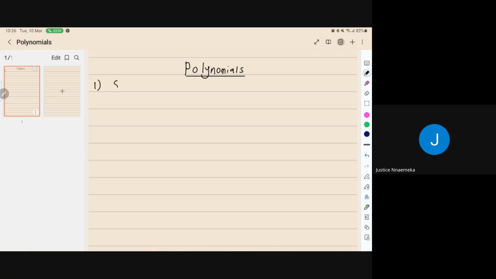We should look at change of subject of formula, right? Change of subject of formula. I'm going to look at change of subject of formula. Then after that, we'll look at your factor and remainder theorem.